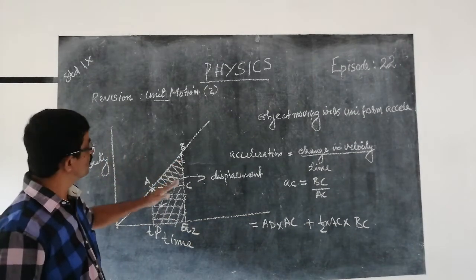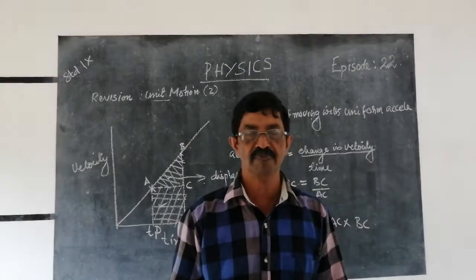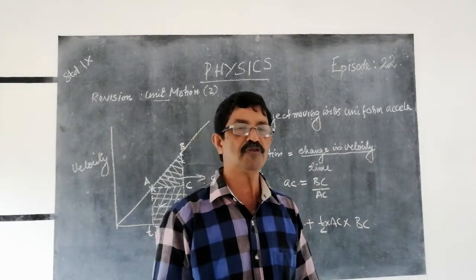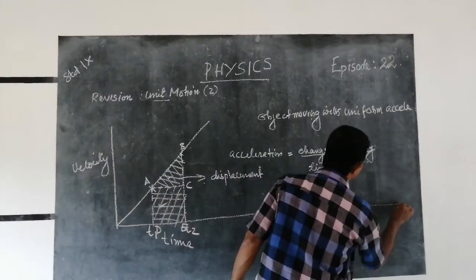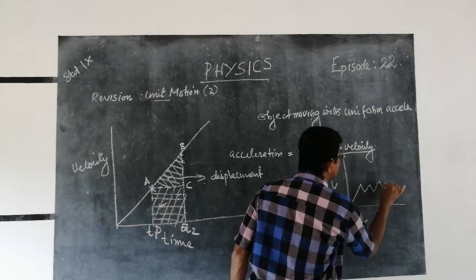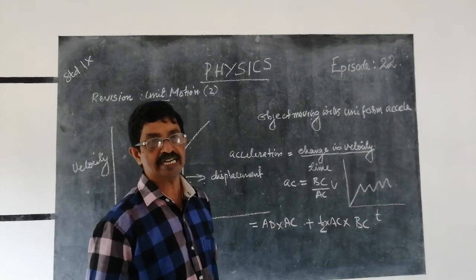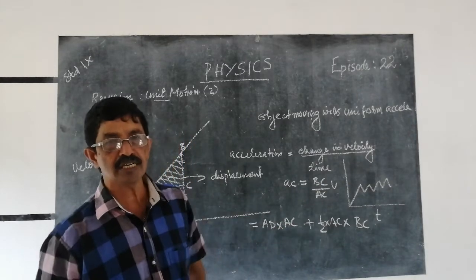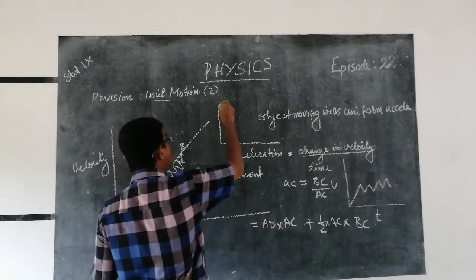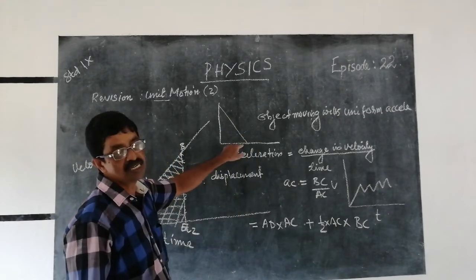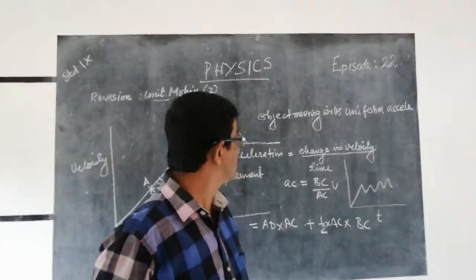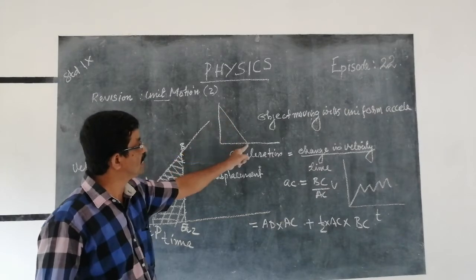So what does this area actually show? It shows displacement. Suppose the body is not moving with a uniform acceleration. Then its velocity time graph may be like this. That means it is not a straight line. If the velocity is gradually decreasing at the same rate, for a body moving with a uniform acceleration, then the graph of velocity and time will be in this way.